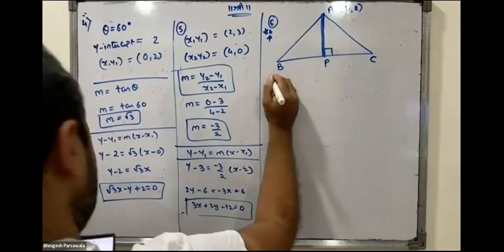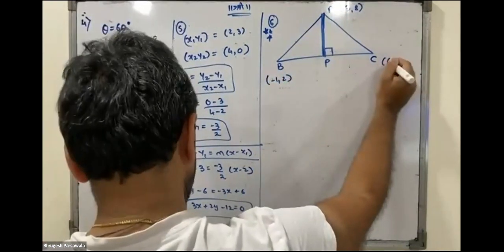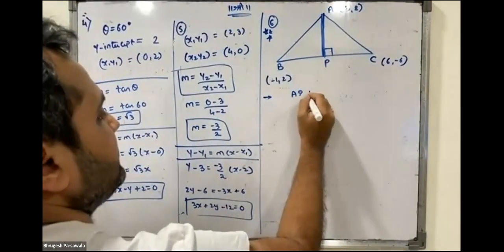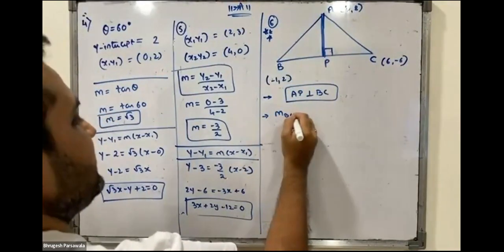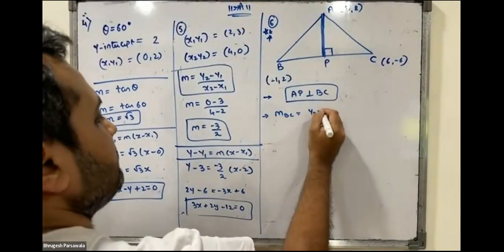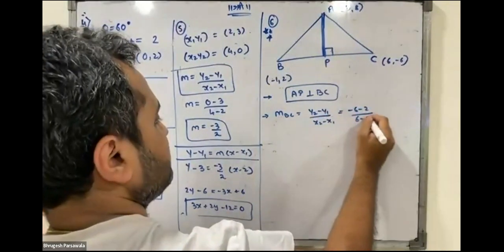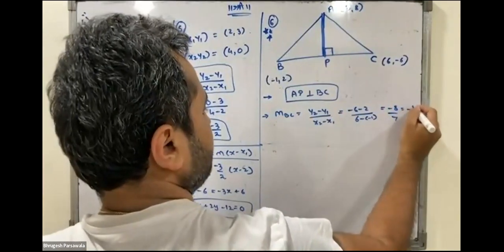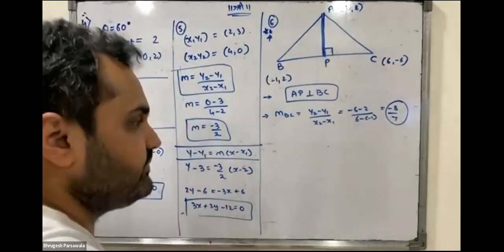ओके. B क्या दिया बेटा आपको? -1, 2 and C क्या दिया है? 6, -6. Remember AP is perpendicular to BC. First slope of BC बेटा क्या होगा? y2 minus y1 upon x2 minus x1, -6 -2 upon 6 minus of -1. ठीक है. Slope of BC is -8/7.